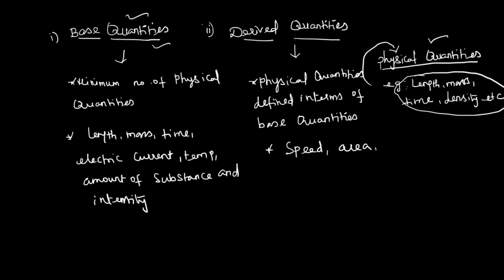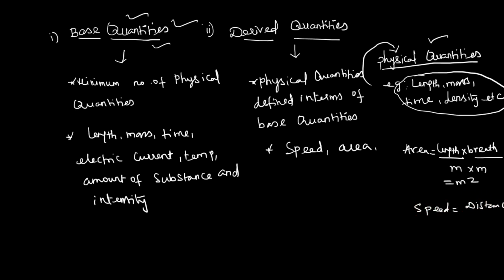So how to define area? For example, area is equal to length into breadth. Here length depends upon the base quantities. Length into length, that should be meter, so area is equal to meter square. How to define speed? Speed is equal to distance by time. Distance is meter, time is second, so the second goes to the denominator: meter second inverse.